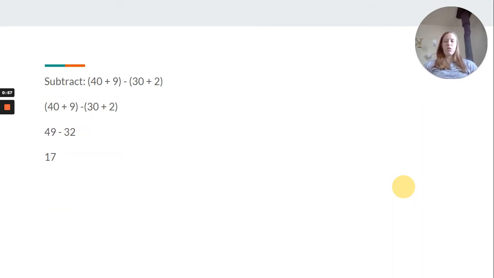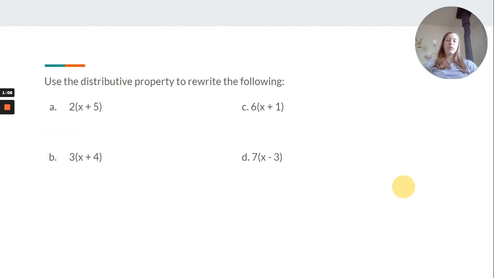Next we did subtraction. 40 plus 9 minus 30 plus 2. So we first combine. So 40 plus 9 is 49. 30 plus 2 is 32. Subtract them, 17.